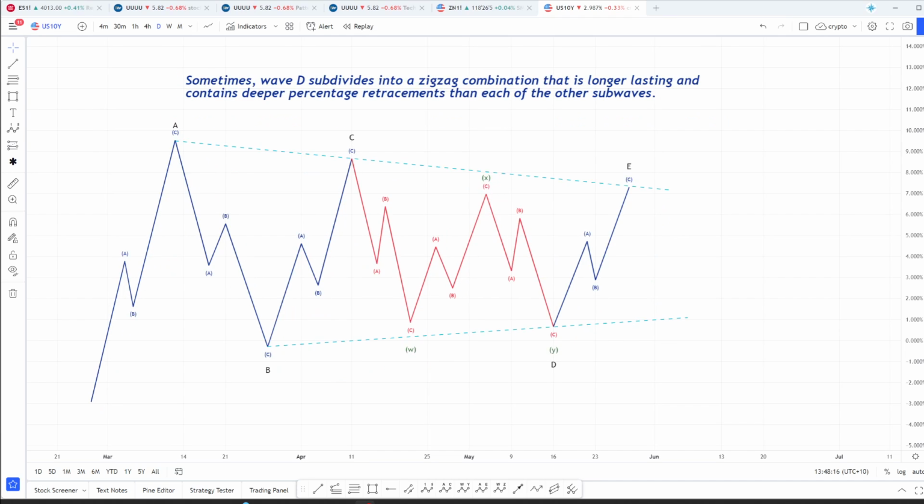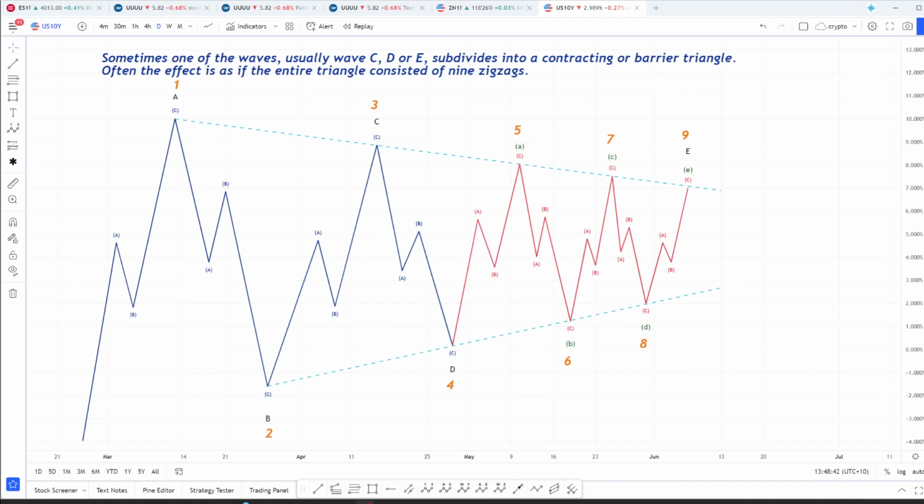And then sometimes wave D subdivides into a zigzag combination that is longer lasting and contains deeper percentage retracements than each of the other subwaves. So here we have exactly the same thing, just in the wave D position rather than wave C. Sometimes one of the waves, usually C, D or E, subdivides into a contracting or barrier triangle. Often the effect is as if the entire triangle consisted of 9 zigzags.